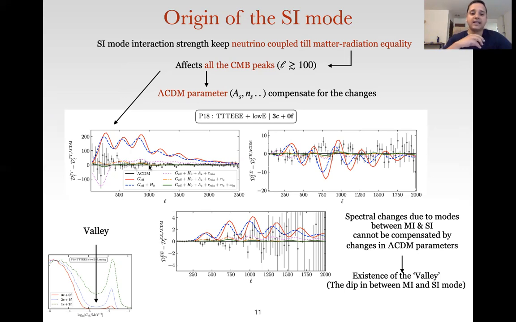This also explains why there is a valley between the MI mode and the SI mode, because for in-between interaction strengths, it will not be able to affect the whole CMB spectrum. It will affect something only on the tail. And then other lambda CDM parameters would not be able to compensate for those effects, because at small l, those changes will impart some residual changes.